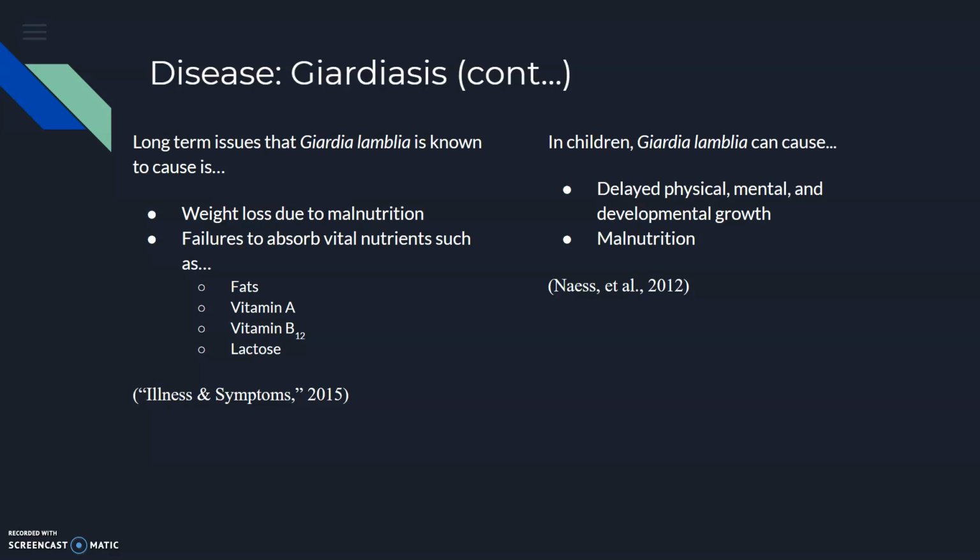Some long-term issues that happen with Giardia lamblia is that it is known to cause things like weight loss due to malnutrition because of the constant diarrhea that the person is having, and vomiting. And then there's failure to absorb vital nutrients such as fats, vitamins A, B12, and lactose, because your stomach is unable to digest any of these nutrients since you're always vomiting or having diarrhea. In children, Giardia lamblia can also cause delayed physical, mental, and developmental growth and malnutrition.